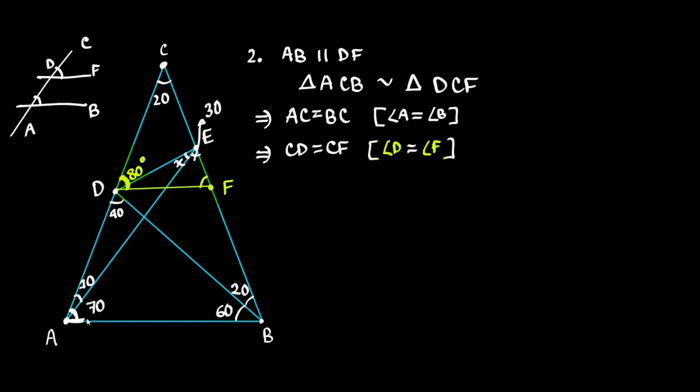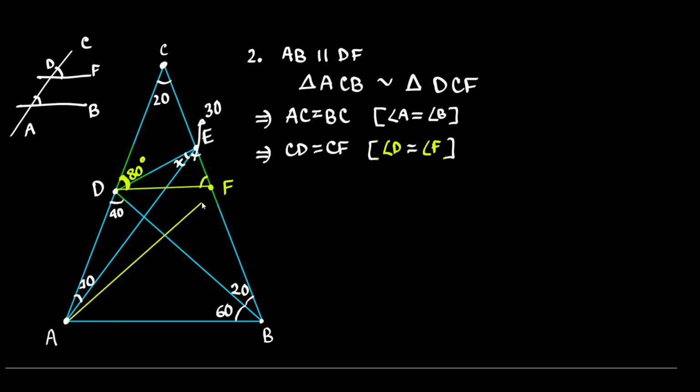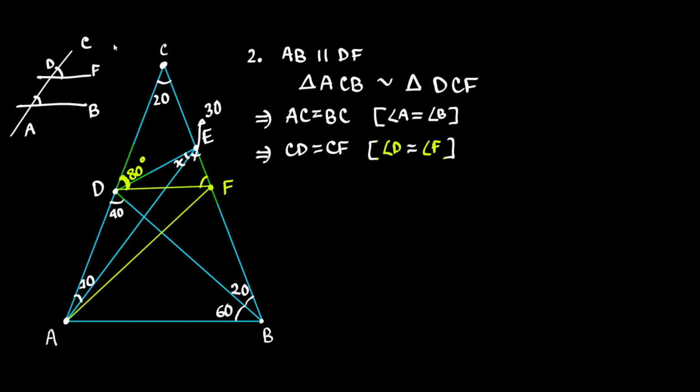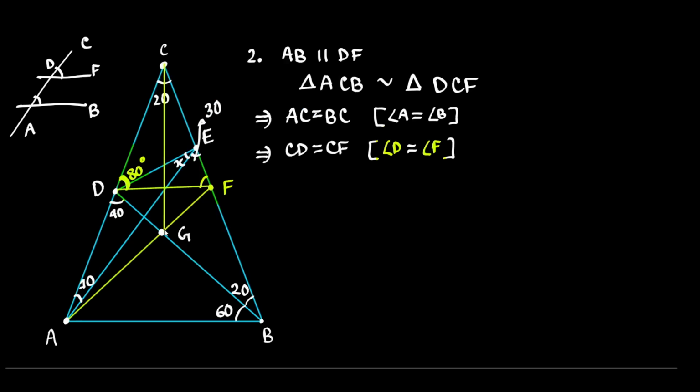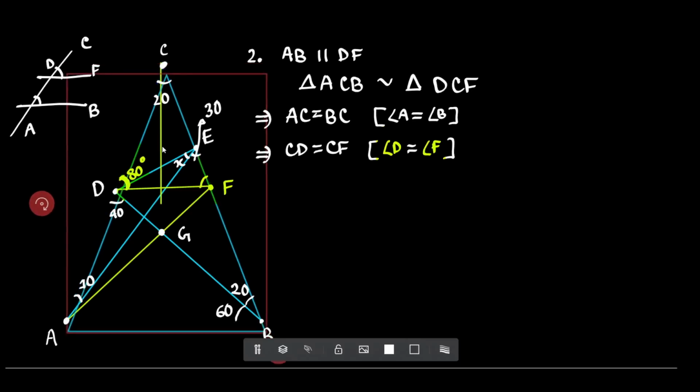Okay, let's see what else we can do. We are going to join these two points, A and F. And just see, here we have a point of intersection. We will name this G and we will add C and G. Maybe we could do that later. I just did it earlier. Sorry.